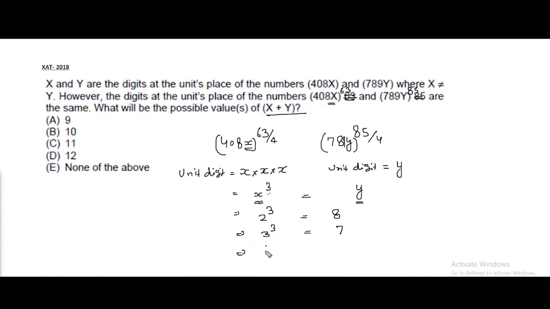Unit digit we are talking about. 6 cube will end with 6. And 7 cube I can take. 7 cube will end with 3. And 8 cube will end with 2. The unit digits are these many.